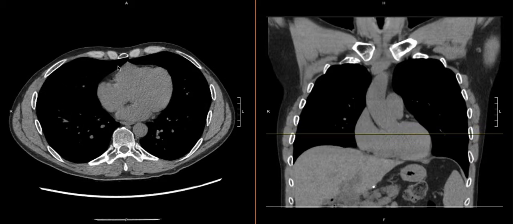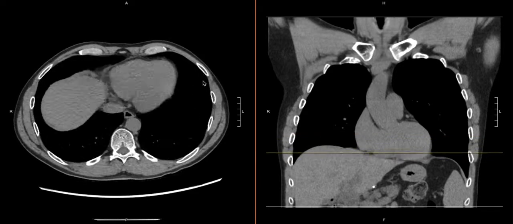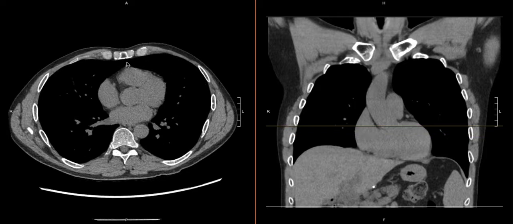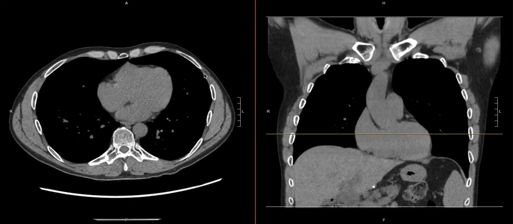Now, as you're scanning through the heart too, it's very, very useful to make sure that you look for things like pericardial effusion. Is there any fluid that's around the heart? You can definitely see that on a non-contrast. And also, sometimes there may be thymic tissue or masses throughout the mediastinum. So you just want to be mindful of that as you're scanning through.